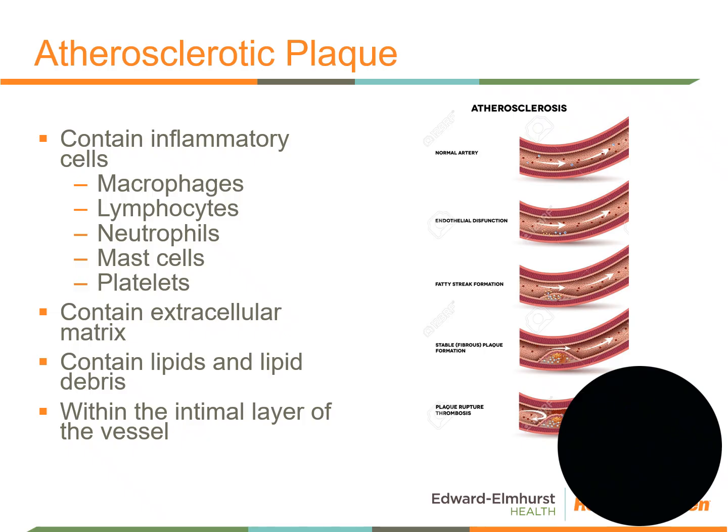So, atherosclerotic plaque. They contain inflammatory cells: macrophages, lymphocytes, neutrophils, mast cells, and platelets. They contain an extracellular matrix. They contain lipids, lipid layer debris, within the intimal layer of the vessel. So you can see here we've got normal flow anatomy and then some endothelial disruption where that fatty streak starts to form. And it gets bigger and bigger, where you get some fibrous plaque, eventually causing a plaque rupture or thrombosis. And that's where we get our acute MIs.